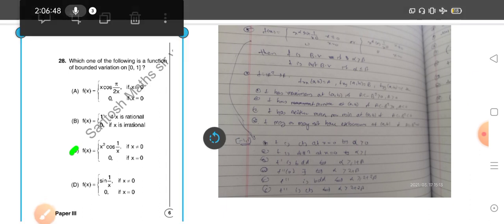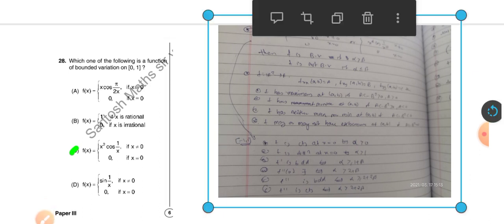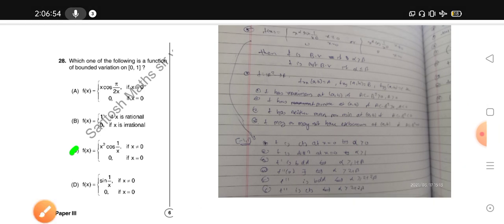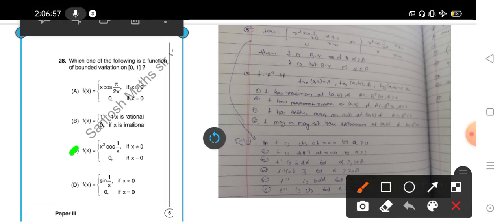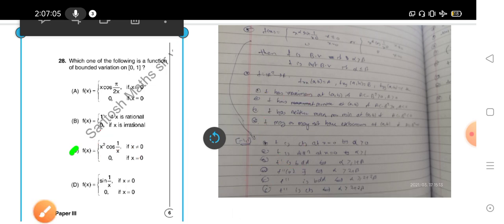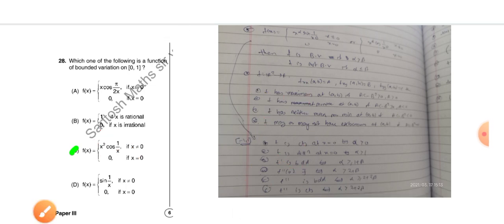Here alpha is equal to 2 and beta equal to 1. Therefore 2 is greater than 1. This is a bounded variation. Option C is correct.